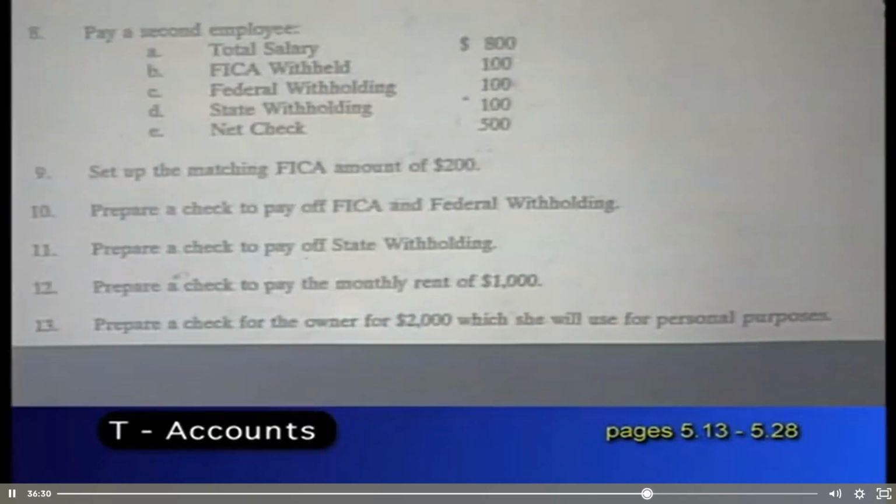Number 13. The owner wants some money now. Now that she's paid her employees, she wants to keep some money for herself. So she writes a check for $2,000, which she's going to use for the groceries and her rent and all those other things that she needs personally. Check for $2,000.